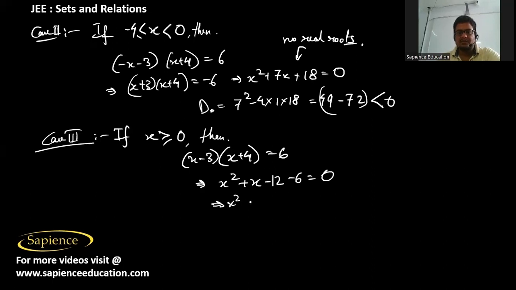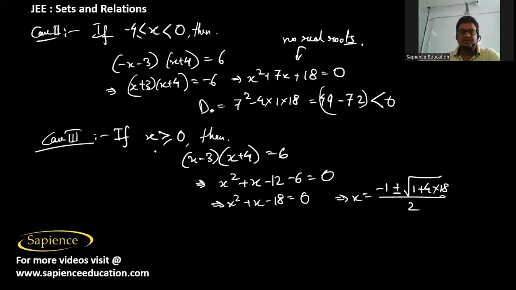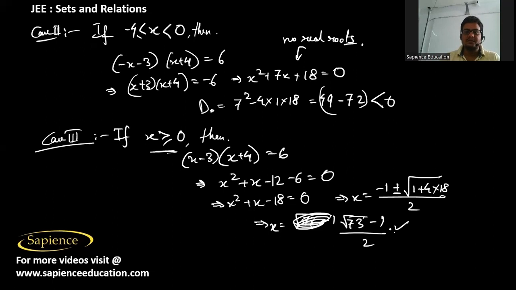So this will be x square plus x minus 18, that is equal to 0. Therefore x will be minus b plus or minus square root of b square minus 4ac, by 2a. Now it cannot be negative since x is more than or equal to 0. Therefore x should be only root over 73 minus 1 by 2. So only one value of x we will get from here.